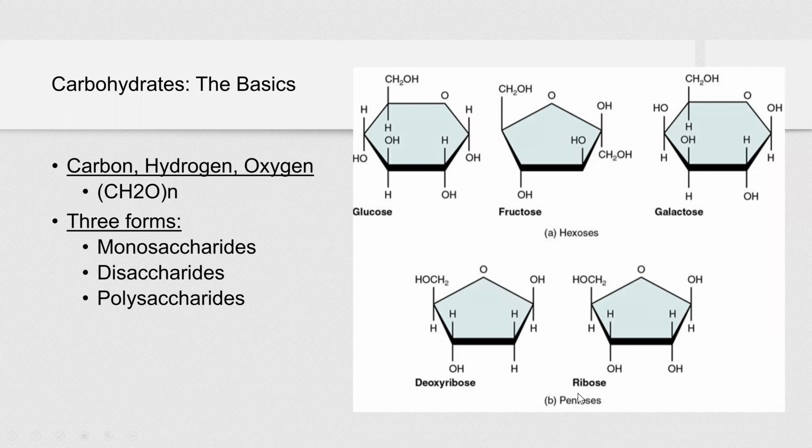So hexoses and pentoses are monosaccharides. Either they have 6 or 5 carbon atoms. And this ring shape shown on this picture represents those molecules within a solution, right? So if you put glucose in water, it will form this shape. It's not going to be linear. And fructose and galactose and ribose, deoxyribose as well.